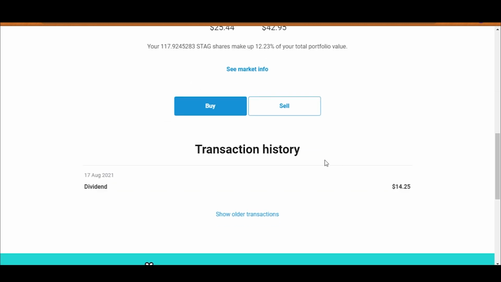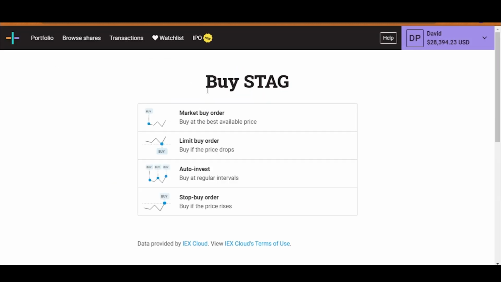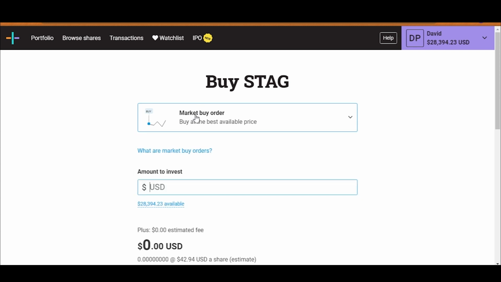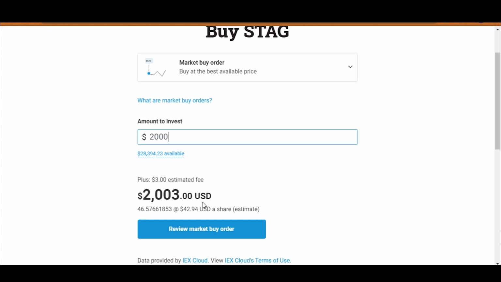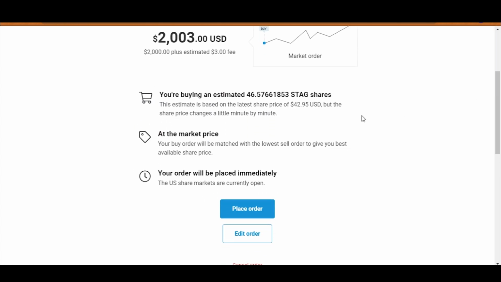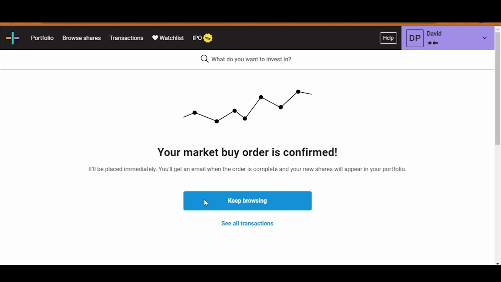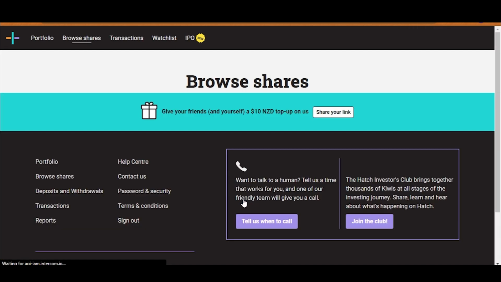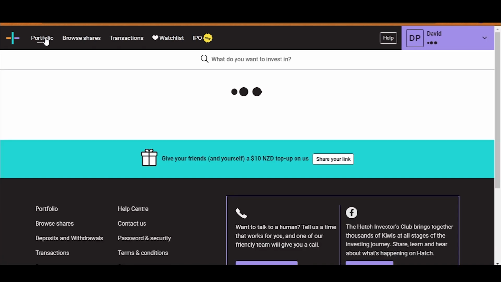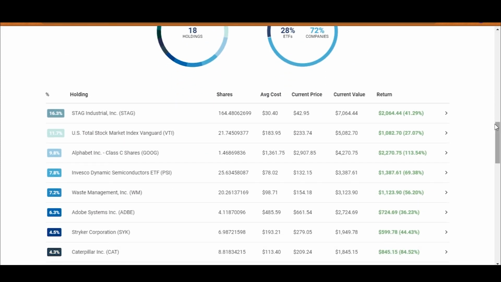Come down, I'm going to go on buy. It'll give you this option. And as you guys know, I always go market buy. And the amount I want to invest in this is $2,000. And that should bring up the amount that I invested into this company to $6,000. Because the US market is open currently, my order will be placed immediately. So go place order. And that's done. Keep browsing. Actually, if we come back to the portfolio, that is now my biggest investment yet.